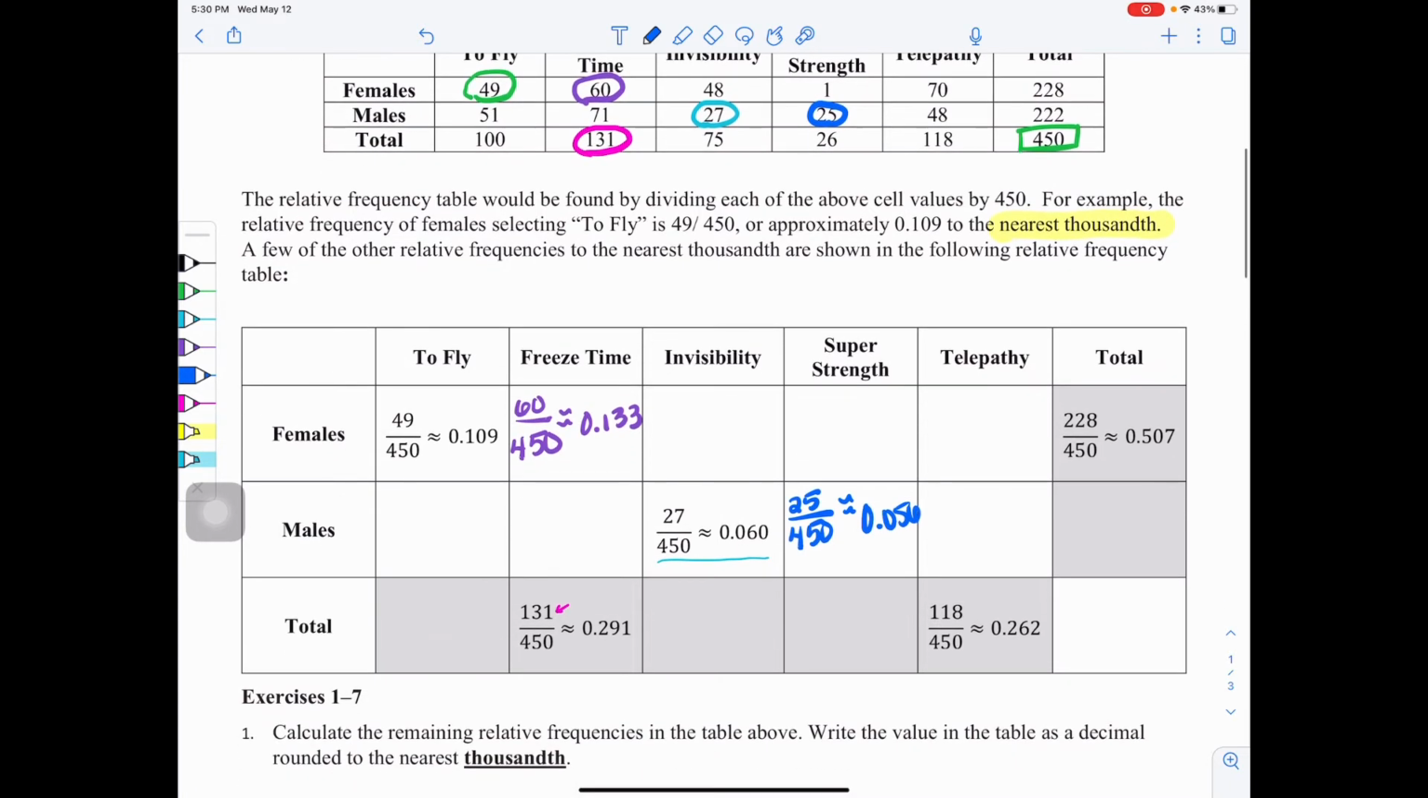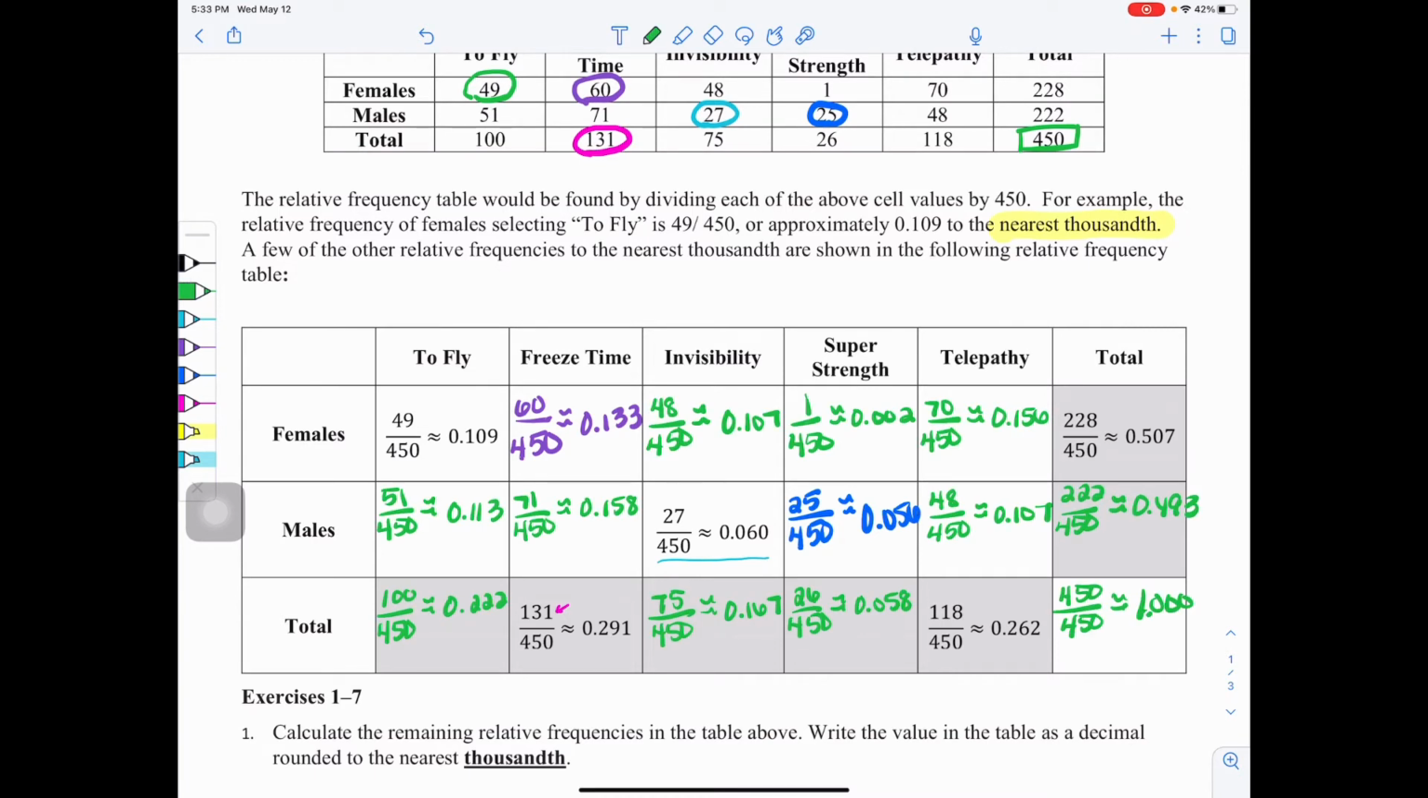So now that you've seen several examples, what I'd like you to do is pause the video. And what you're going to do is actually be answering exercise 1 on your own. It says calculate the remaining relative frequencies in the table above. We have done some. You're going to fill in the rest of the blanks. Write the value in the table as a decimal rounded to the nearest thousandth. So at this time, I'd like you to pause the video, complete the rest of the relative frequency table, then resume to go over the answers.